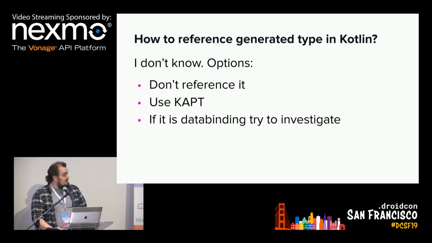So the question is how to reference generated type in Kotlin, and I don't know, because in our project we don't need it, and we didn't investigate it, sorry. But if you know how to do it, please let me know. I'll be glad to see it.